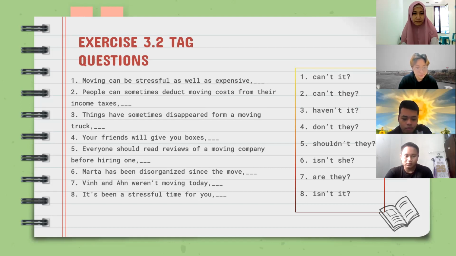Number 5, everyone should read reviews of a moving company before hiring one, shouldn't they? Number 6, Martha has been disorganized since the move, isn't it? Isn't she? I'm sorry. Number 7, Finn and Anne weren't moving today, are they? Number 8, it's been a stressful time for you, isn't it? Yeah, okay.